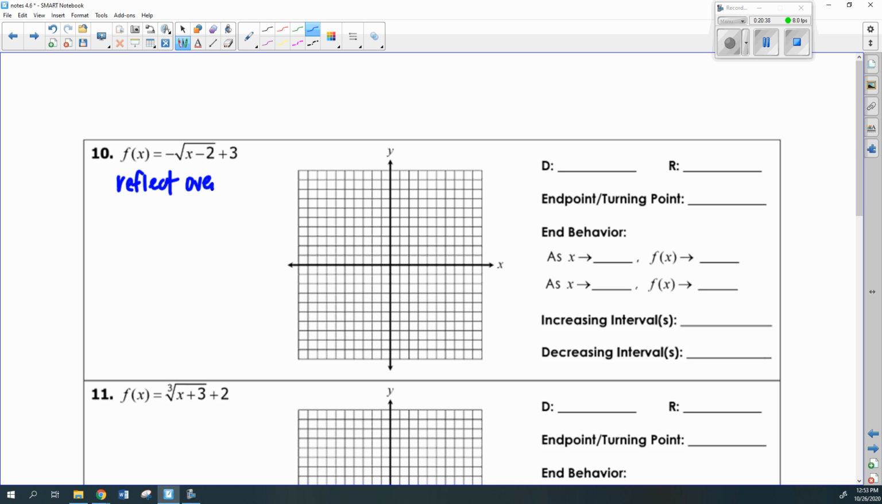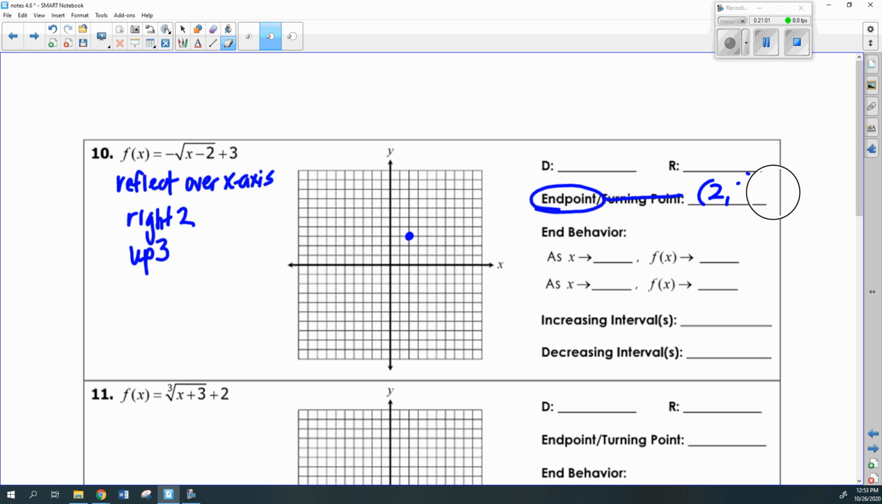So I know this thing gets reflected over the x-axis, which means it's going to get flipped down. The -2 means I'm going to go to the right 2, and the +3 means I'm going to go up 3. So my end point is going to be at 2, 3. All right, that's kind of sloppy. Now, because it is reflected over the x-axis, instead of going up and to the right, it's going to flip down and go down and to the right.